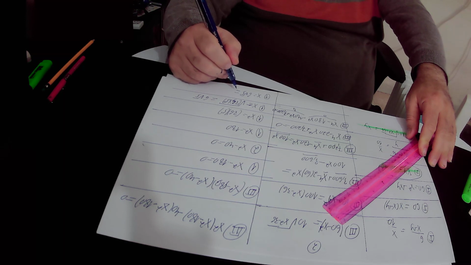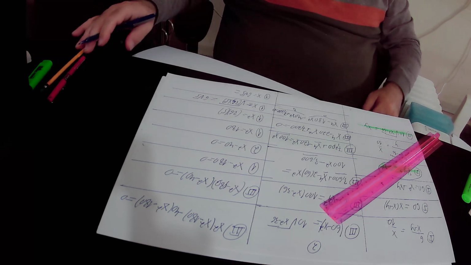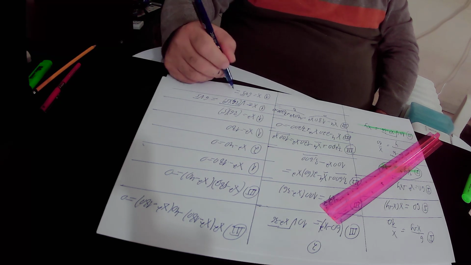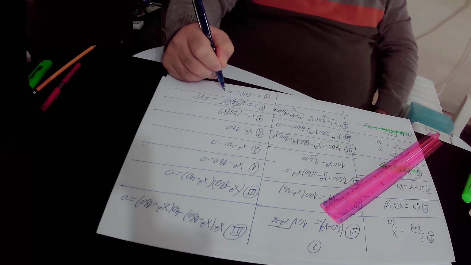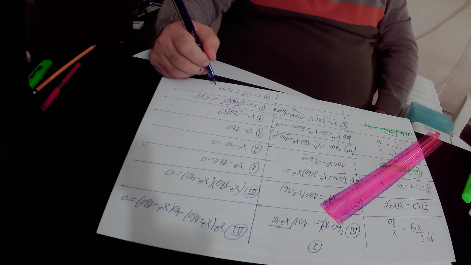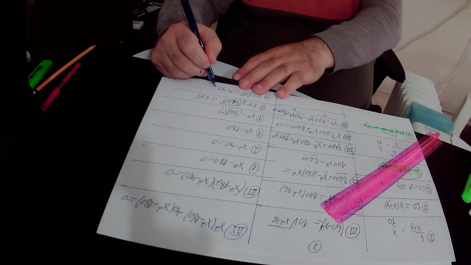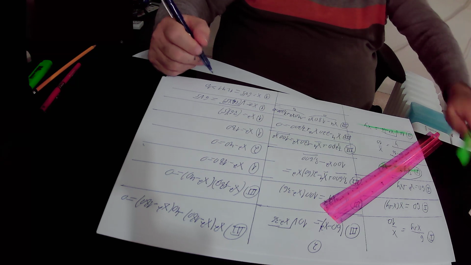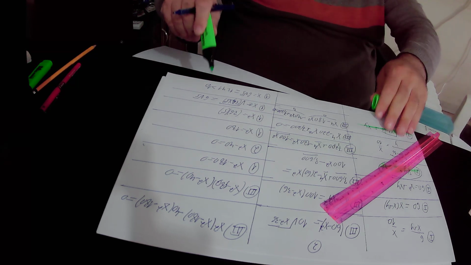And here 6 times square root of 5 is 13.41 units. That is greater than 10. This is the first solution that we have for x.